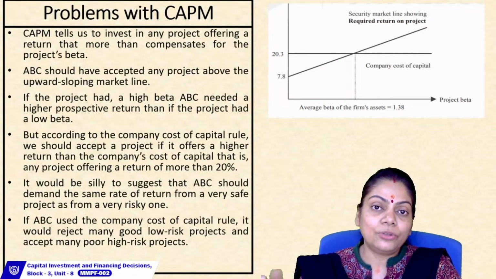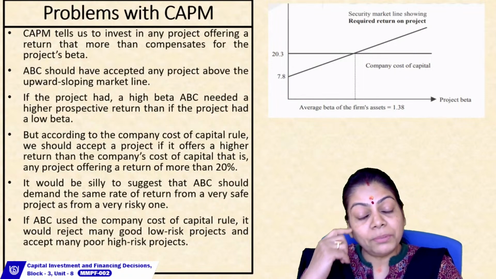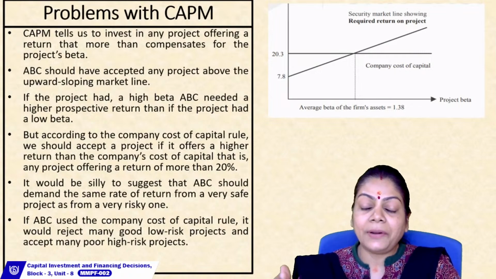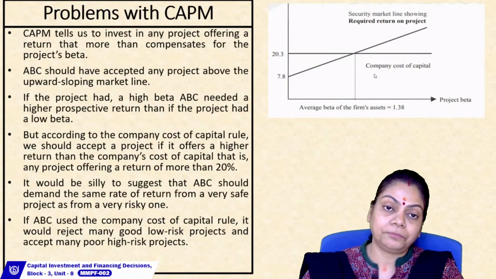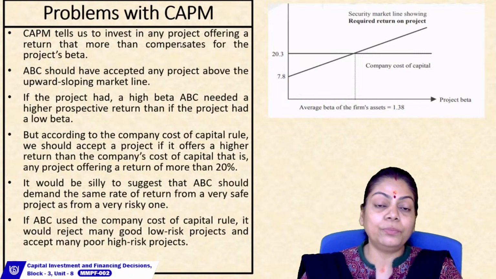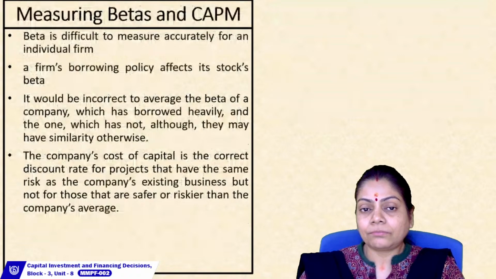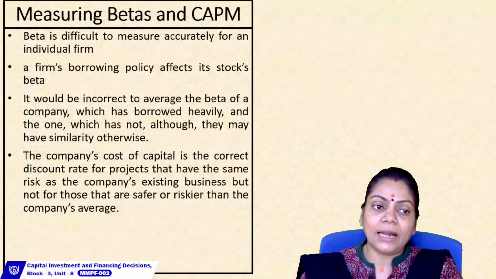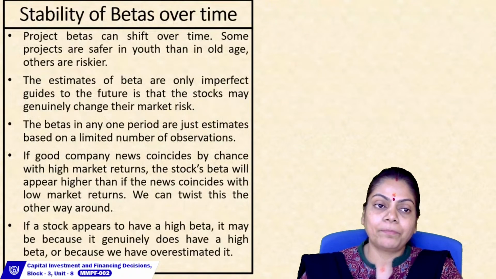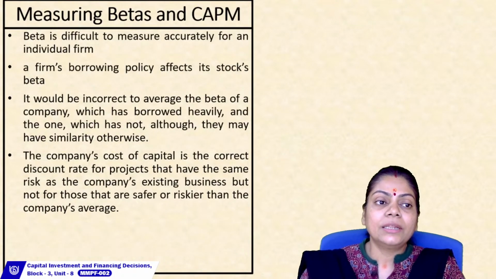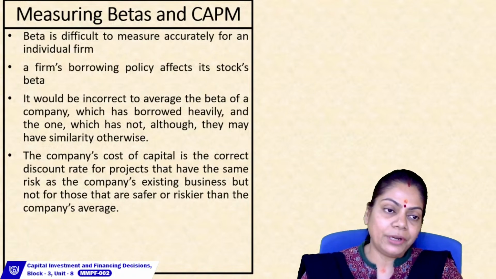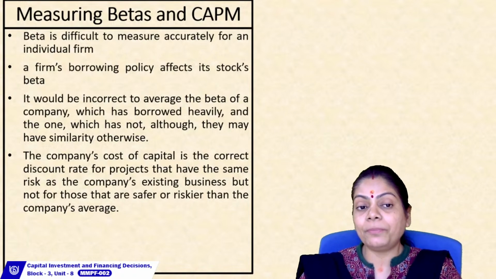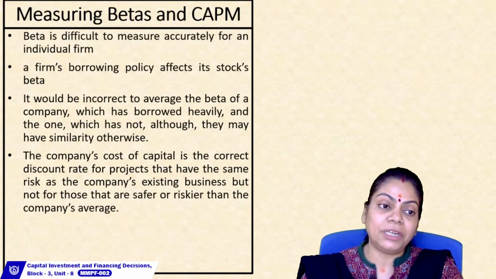All I'm trying to tell you is that if you use the company cost of capital rule, you might end up rejecting good projects and accepting bad ones. That is a dangerous scenario for a company to be in. Now, how do we measure the betas, and what about the project betas? Beta is very difficult to measure accurately for any individual firm, because the firm's borrowing policy also affects its stock's beta.